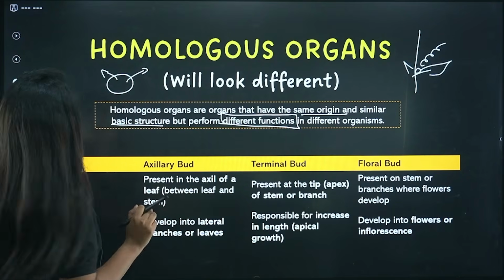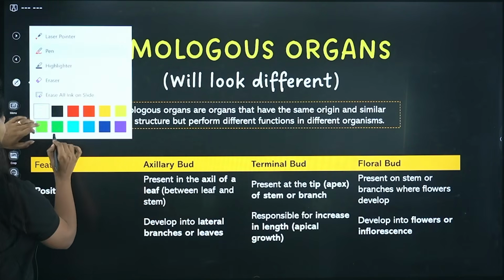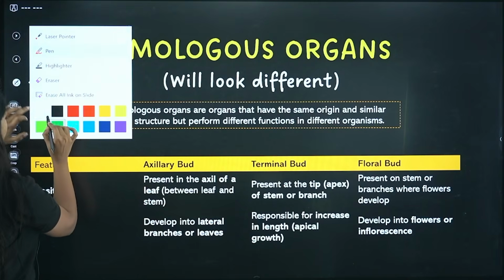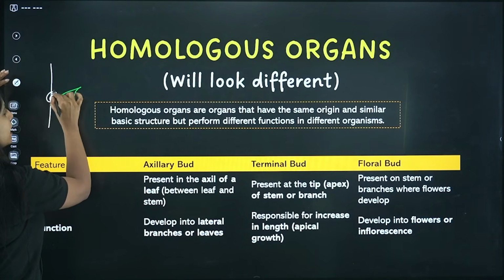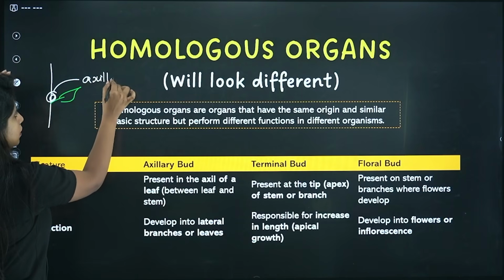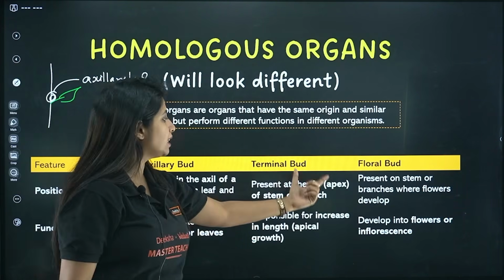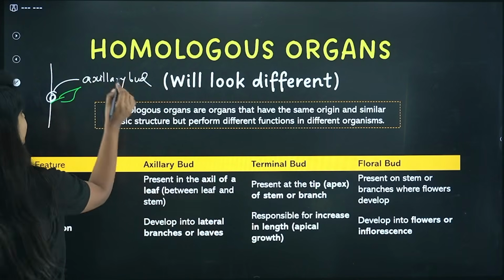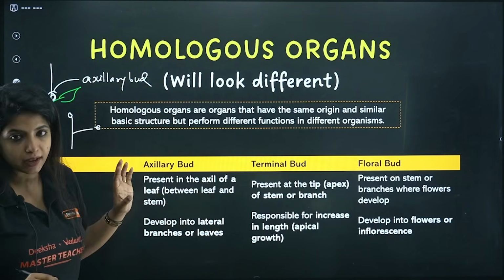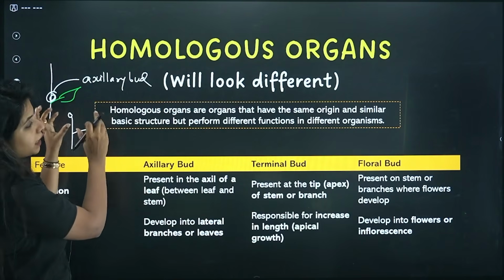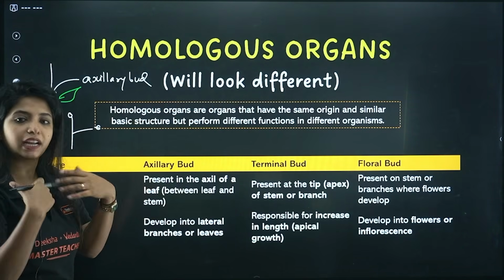One is axillary bud. Okay, what do you mean by axillary bud? As I told you, suppose this is a stem and over here you have a leaf and over here I have a bud. This bud which comes between a stem and a leaf is known as an axillary bud. Now there is terminal bud. It is present at the tip of the stem or the branch. So from this bud, anything can be formed, either thorn, tendril, anything up there.